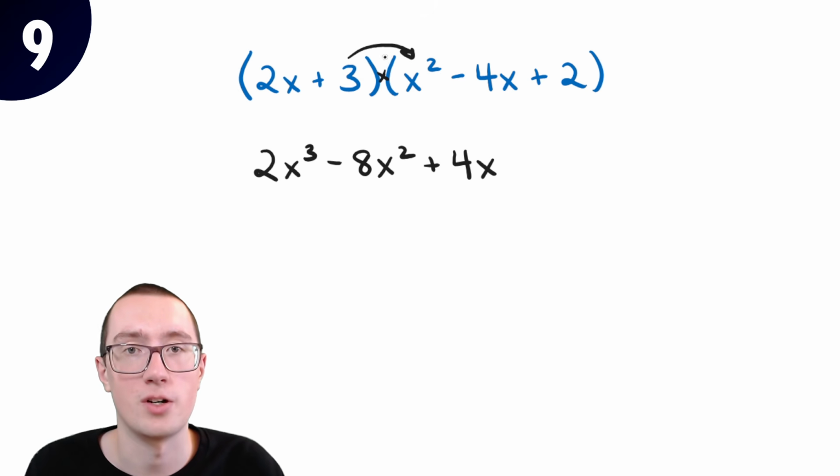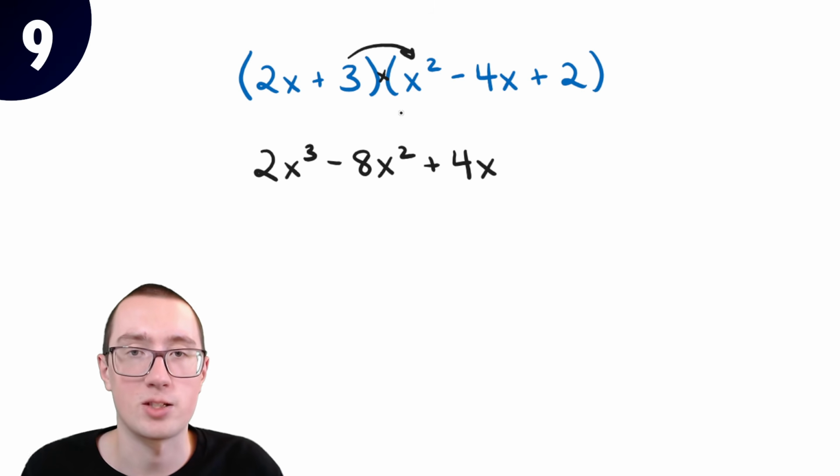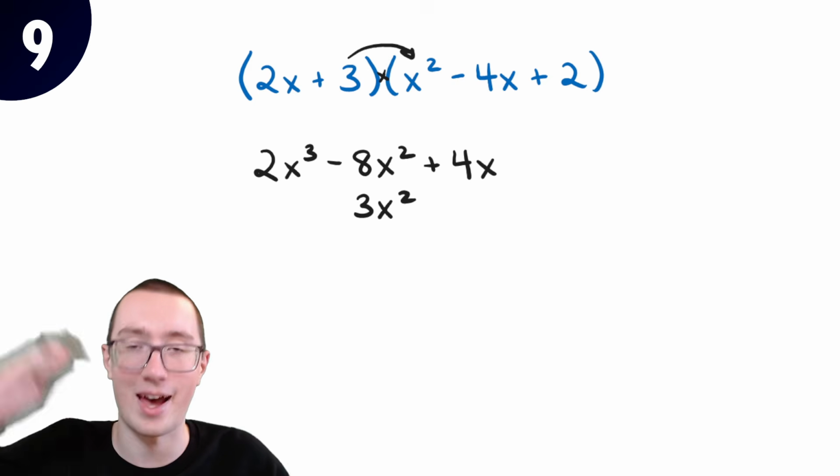So let's go ahead and get started with 3 times x squared. Well, you can't multiply those. We have a number and a letter. So that's just going to stay as 3x squared. And I'm actually going to put this under the other x squared. And well, you'll see why in a minute when we add them together.